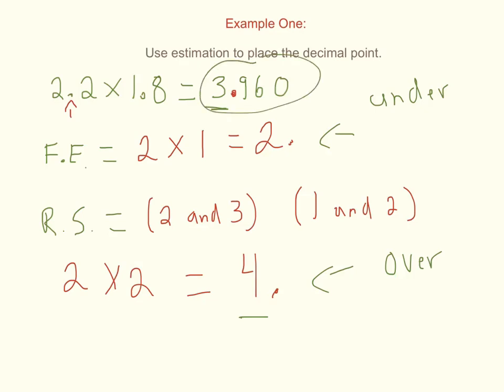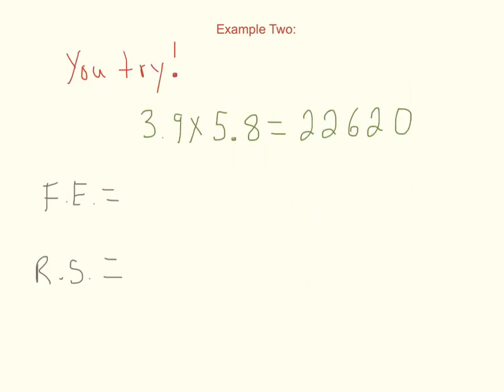So let's take a look at the next example. Example 2 says 3.9 multiplied by 5.8 equals 22620. Again, I want you to figure out where the decimal point is going to be in our answer. So I want you to try this one. What you can do is pause it right now and then hit play once you've tried it out yourself, and see if your answer matches up to the actual answer.